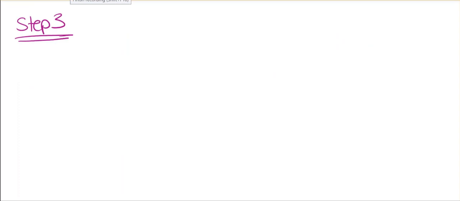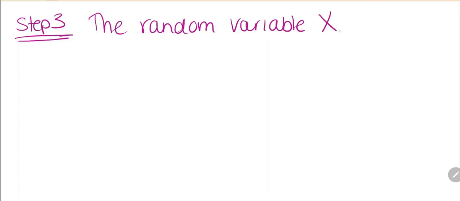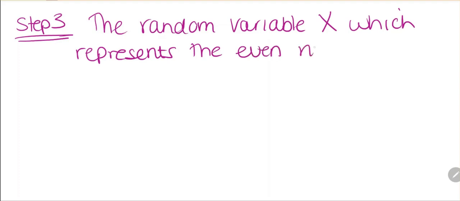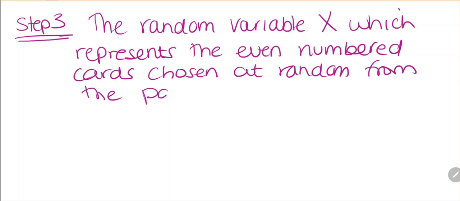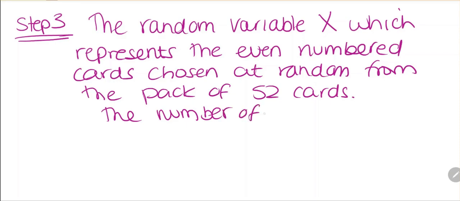So step 3, this is the random variable, which is capital X, which represents the even numbered cards chosen at random from the pack of 52 cards. And the number of trials is 52.